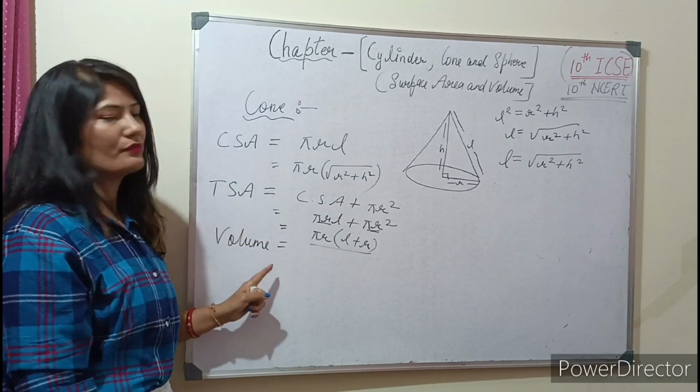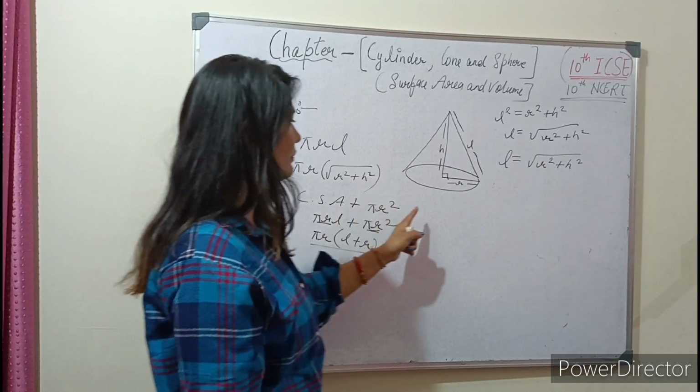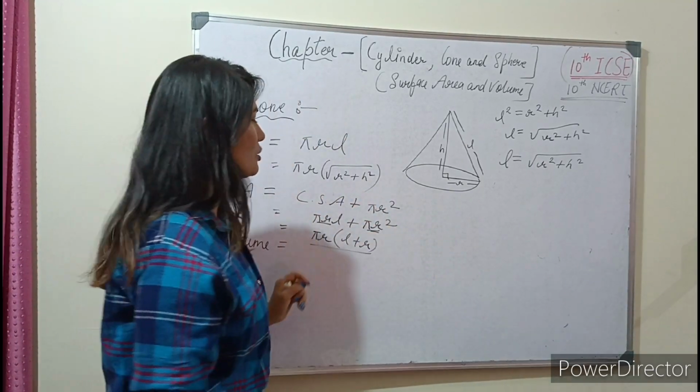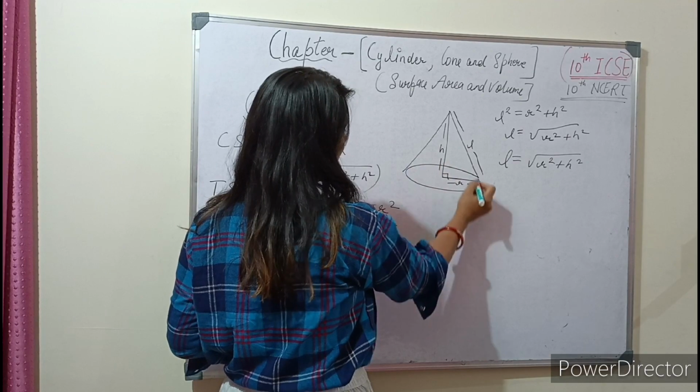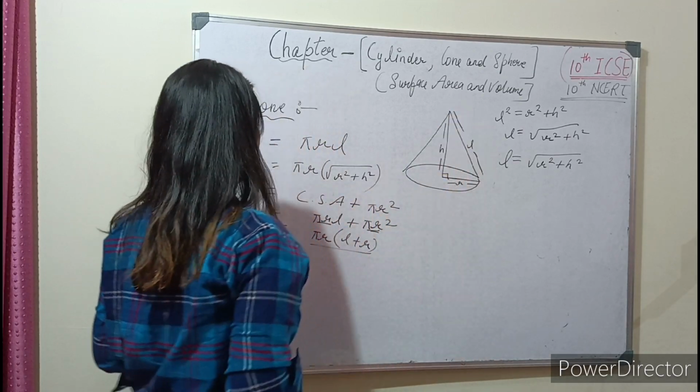And the last one is volume. Now how to find the volume of the cone? So the volume of the cone is always the area of the cross section multiplied by height. That's it.